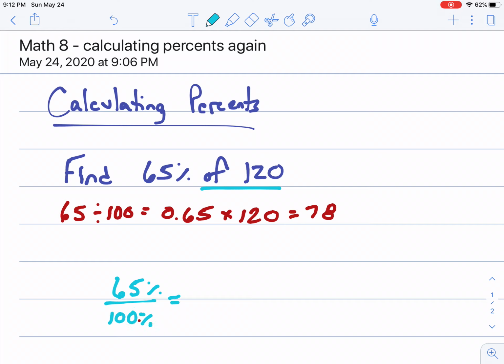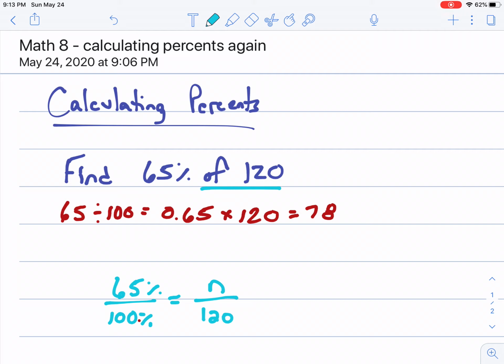And I can say in this ratio, well, I know that 100% is 120. So I would put 120 on the bottom because I want it across from the 100%. The 65, I don't know what it is. That's what I'm looking for. So I'm going to call it an n. And then I can use a technique called cross multiplying. And basically what I'm doing is I'm comparing ratios, and I'm trying to make equivalent ratios and find out what n would be.